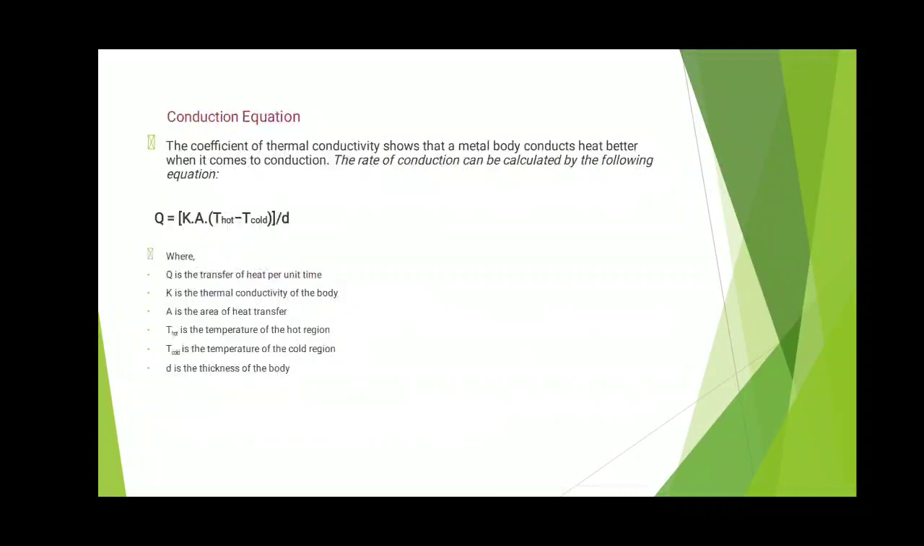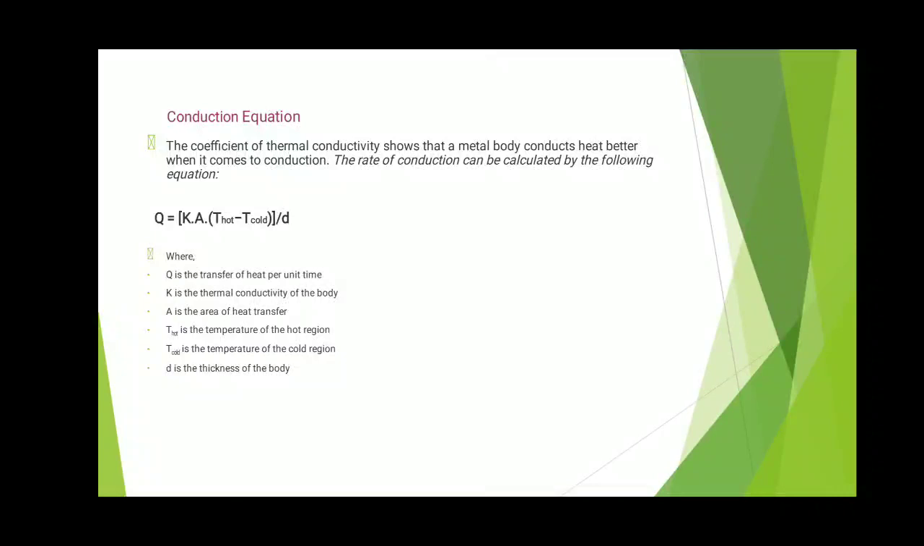Now, let's see the conduction equation. The conduction equation enables us to calculate the rate of conduction in any object or to compare the conduction of objects. The equation is Q = K × A × (T_hot − T_cold) / D, where Q is the transfer of heat per unit time, K is the thermal conductivity of the body, A is the area of heat transfer, T_hot is the temperature of the hot region, T_cold is the temperature of the cold region, and D is the thickness of the body.